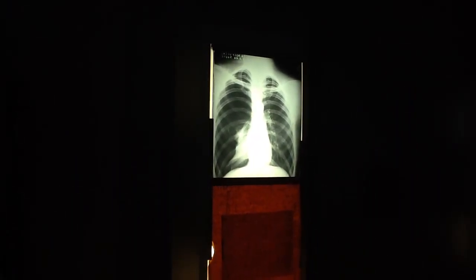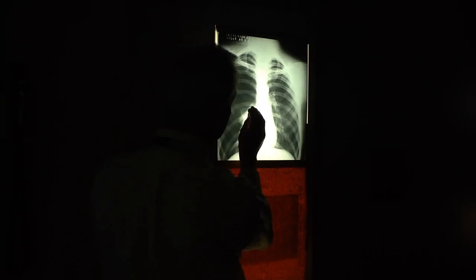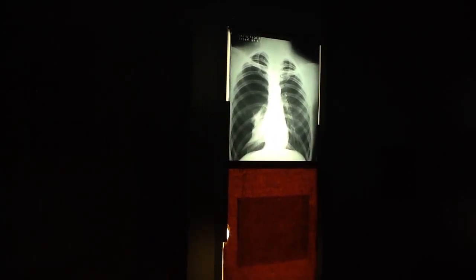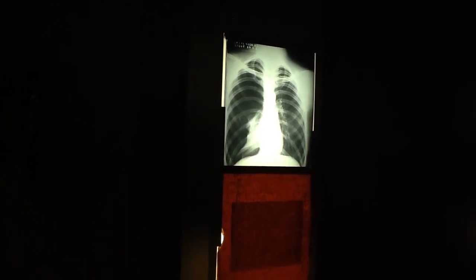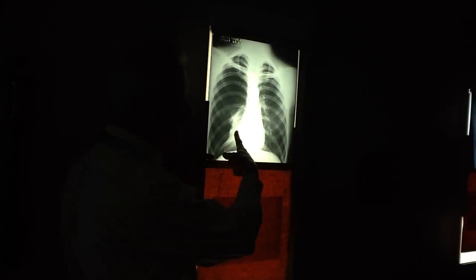Because you have pressure from the other lung pushing against it. Because it's hyperinflated, the loss of volume for this is taken up by what's causing the volume loss, by the air in the pleural space. So the lung is here. This is the collapsed right lung. The visceral pleura is here.